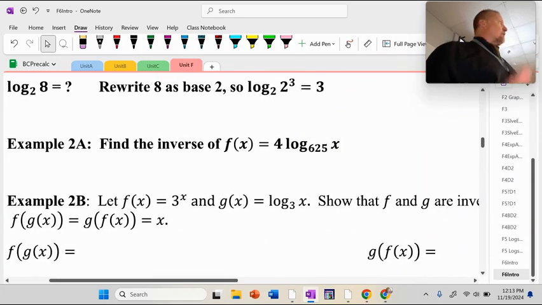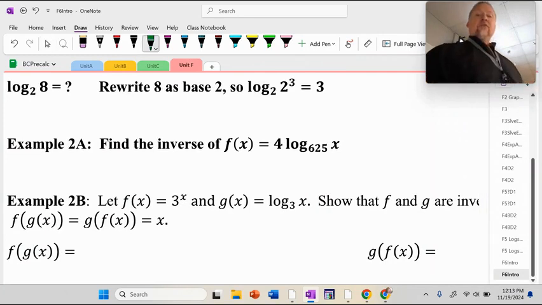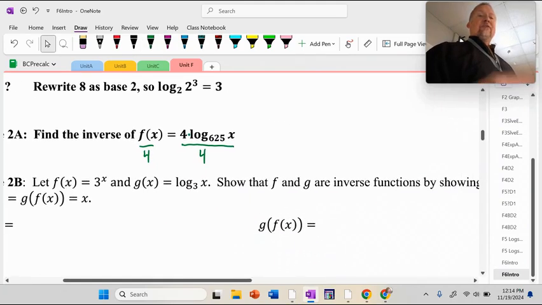But this is good. So how do I find the inverse of a logarithm? You just do your math that you know. But the first thing I have to do is 4 times. That doesn't belong there, so we've got to divide by 4. Oh, wrong, I'm sorry. When I say inverse, you say switch x and y.